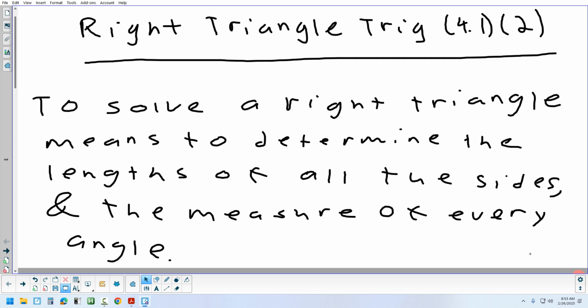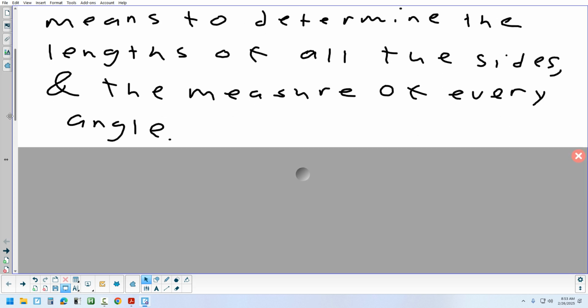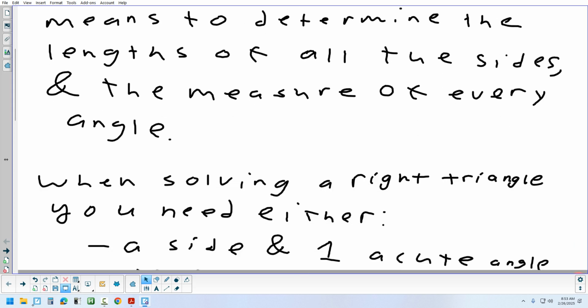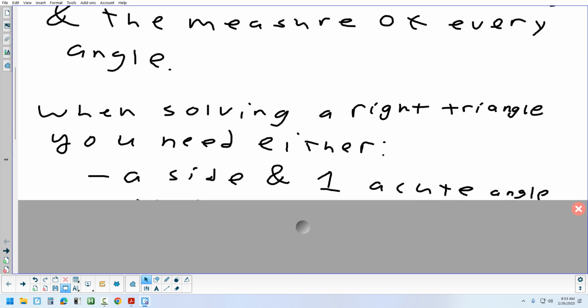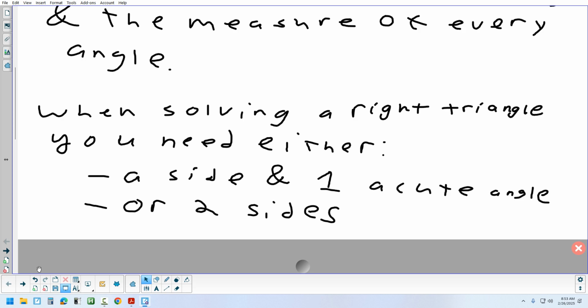In addition to knowing that we have a 90, I have to give you two other pieces of information. Depending on what other pieces of information I give you, that's going to control how you find what you don't know. Okay? But I have to give you two other pieces of information. I can either give you one of the sides that you don't know and one of the other angles, or I can give you both of the sides. Giving you both of the angles wouldn't help.